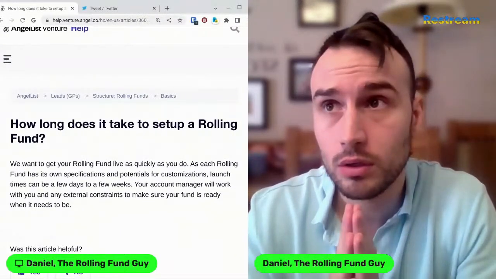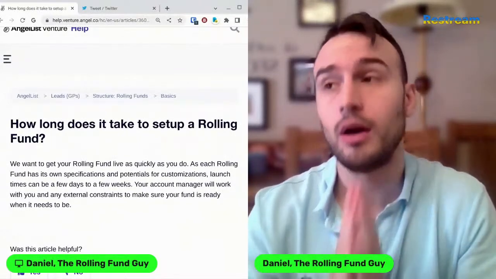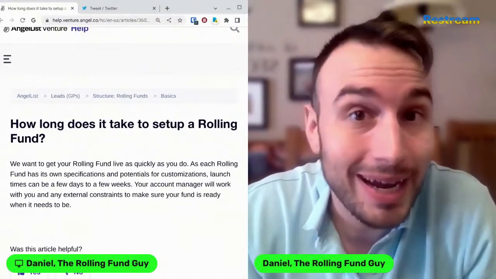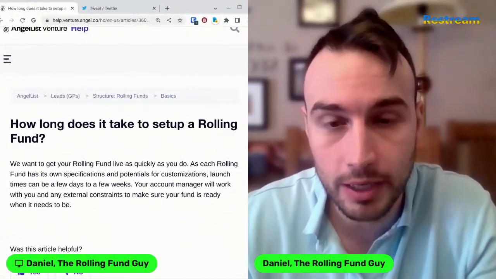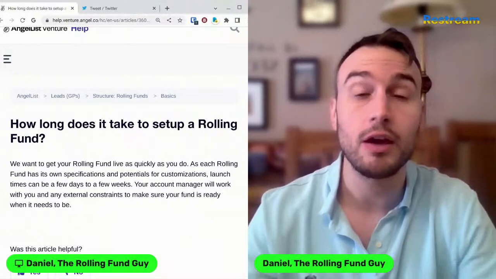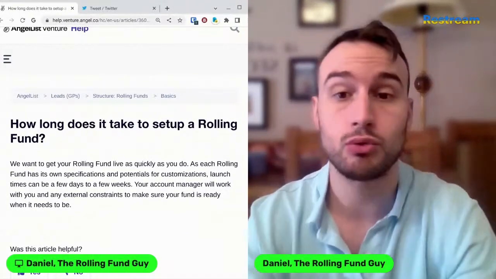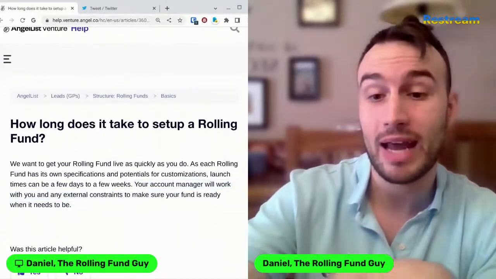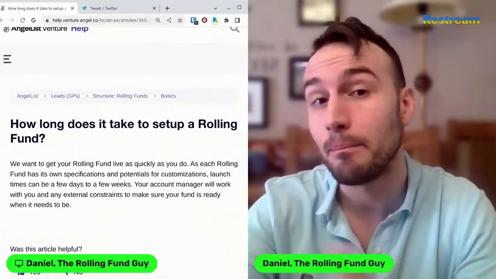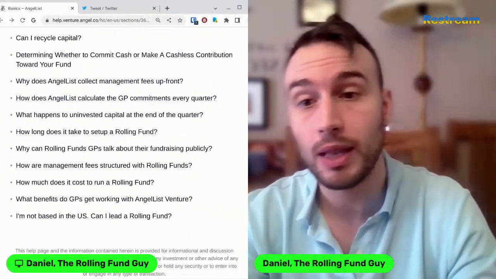So the process to launch a fund is not as simple as just signing up for a software page. You will get a full service treatment through AngelList. You'll have your own account manager, and you have an application that has to be accepted by them. They have to want you on their platform.